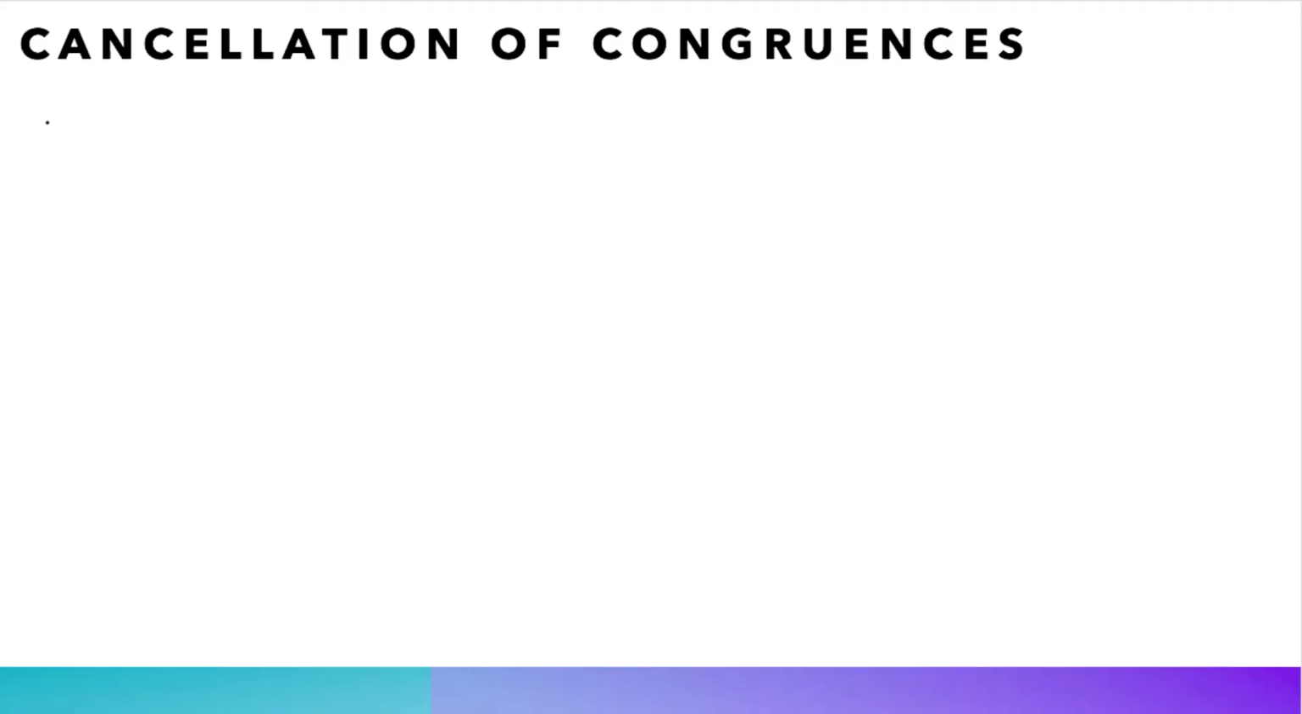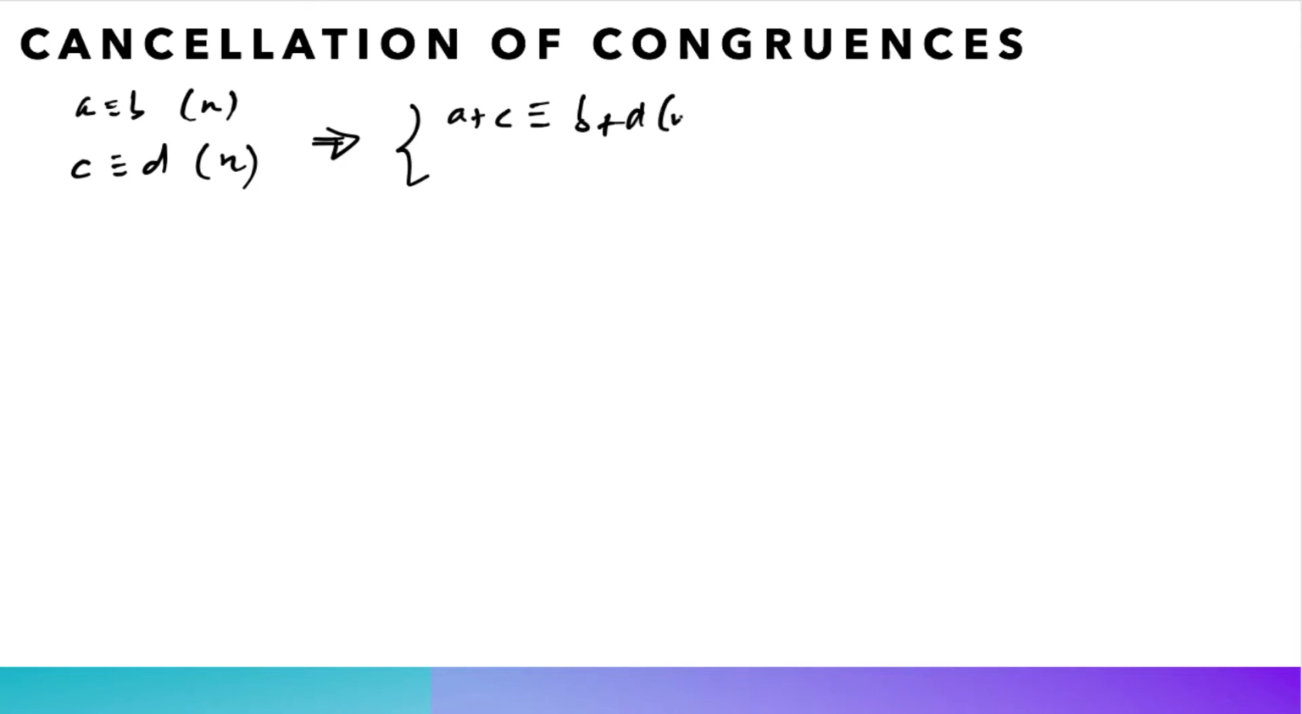We've seen in previous lectures that congruences behave very well for addition and multiplication, which means that if A is congruent to B modulo a certain integer n, and C is congruent to D modulo the same integer n, then one can deduce that A plus C is congruent to B plus D modulo n, and that A times C is also congruent to B times D modulo n.